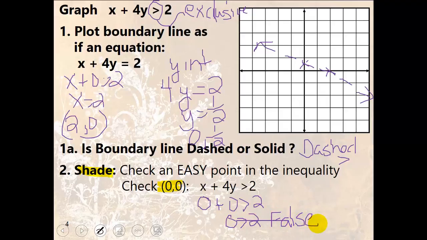So instead of shading towards 0, 0, I'm going to shade on the other side. Here's 0, 0, but it's not a solution, so nothing on the same side is a solution. So we're going to shade over here, away from 0, 0, or on the opposite side of the line from 0, 0. Okay?